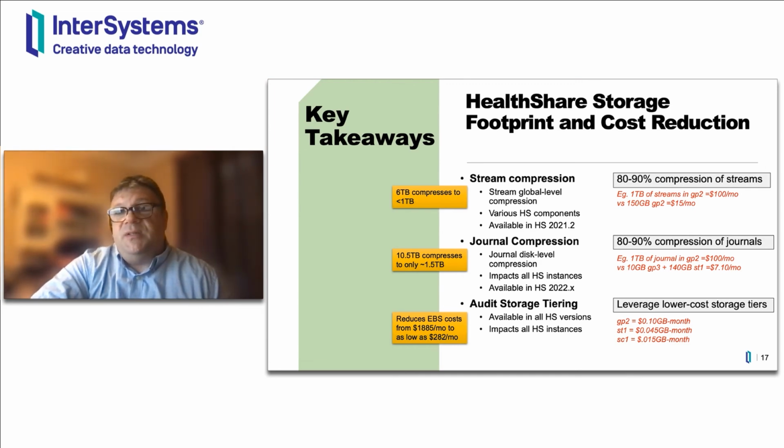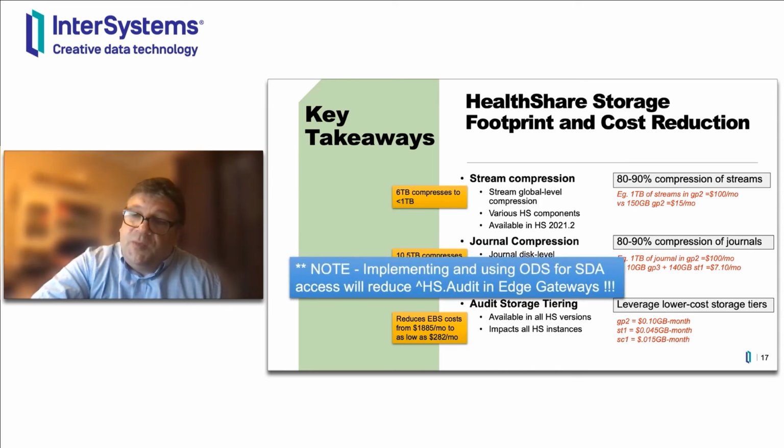So the key takeaways from this session are stream compression, journal compression, and leveraging lower cost storage tiers for your audit data. And this makes up a significant reduction in storage footprint and storage costs. For those customers that haven't yet implemented or are using the HealthShare Operational Data Store, aka ODS, there is a significant reduction in audit storage because it doesn't save a full copy of the entire patient's SDA on a retrieval event. And also, a bit of a commercial: ODS is also faster in access to that data because the SDA is already pre-aggregated and cached within ODS.